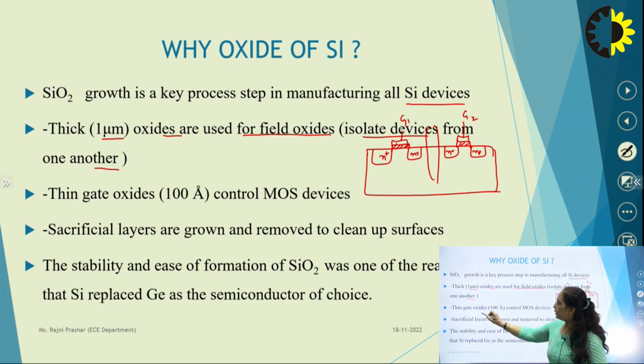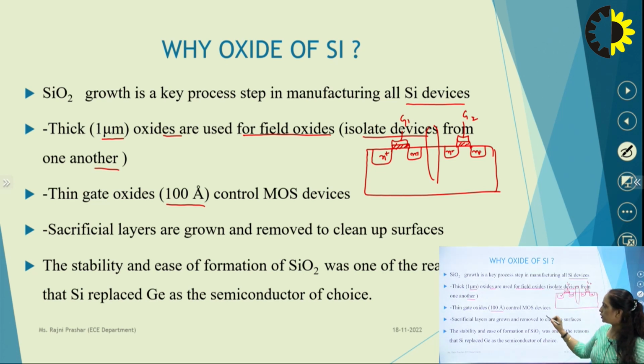Okay, and this thin gate oxide, 100 Angstrom, is used in MOS devices. Here we use a very thin layer of oxide, 100 Angstrom in width, to form the gate oxide. The sacrificial layers are grown and removed to clean up the surface.